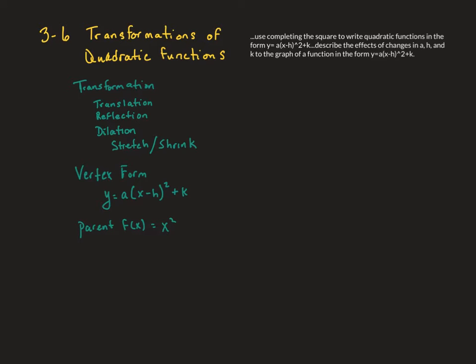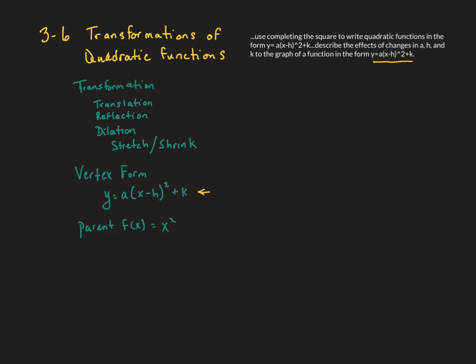Now, as we continue working with quadratic equations, what we're going to talk about now are the transformations of quadratic functions. And we want to be able to use completing the square to write quadratic functions in the form y equals a times x minus h squared plus k, and also describe the effective changes of a, h, and k to the graph of a function in this form, which is my vertex form. Y equals a parentheses x minus h squared plus k.